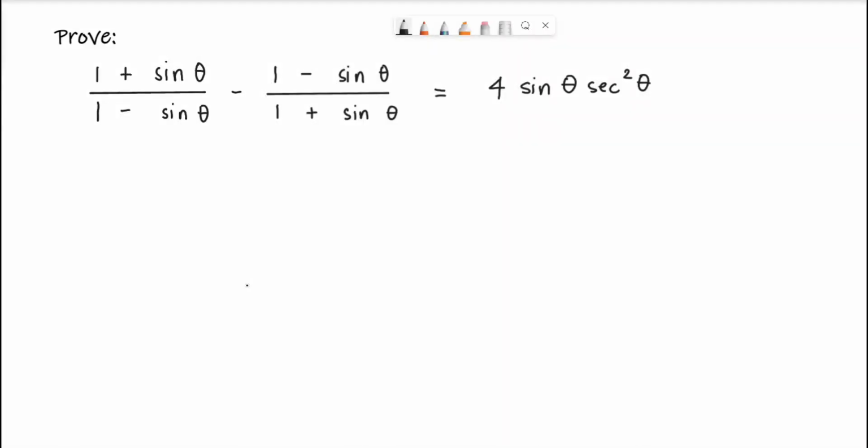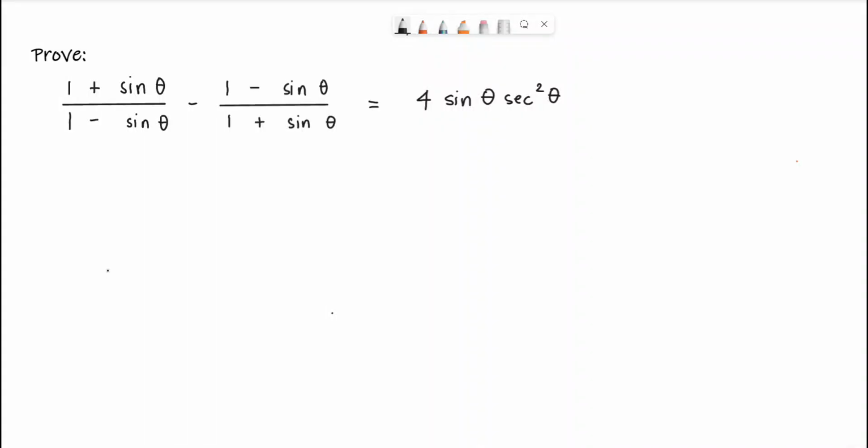In this problem, we are going to prove that (1 minus sine theta) all over (1 plus sine theta) minus (1 minus sine theta) all over (1 plus sine theta)... Let us copy first the left-hand side of our equation: (1 plus sine theta) all over (1 minus sine theta) minus (1 minus sine theta) all over (1 plus sine theta).